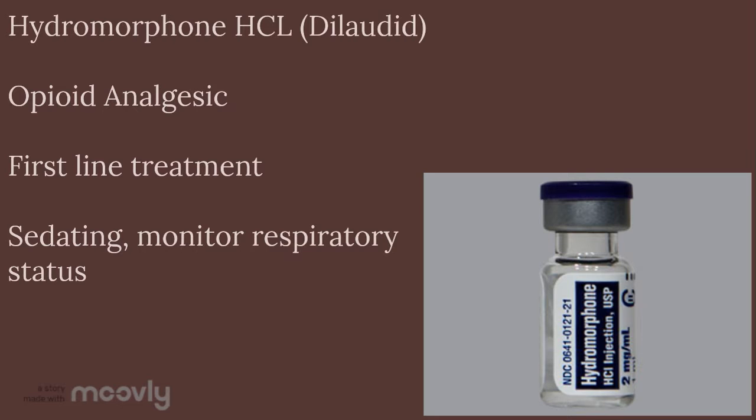To begin with opioids, we'll start with hydromorphone hydrochloride, commonly known as Dilaudid. This is an opioid analgesic, and it is used as the first line of treatment for the pain of a burned patient. This is a very sedating medication, so monitoring the respiratory status is going to be very important. That's going to include respiratory rate, oxygen saturation, and the color of the patient's skin is also important.